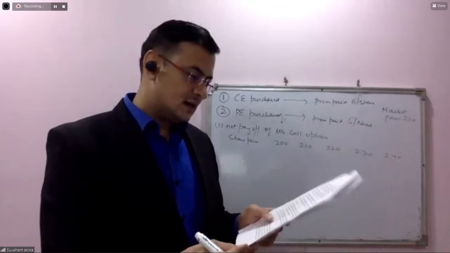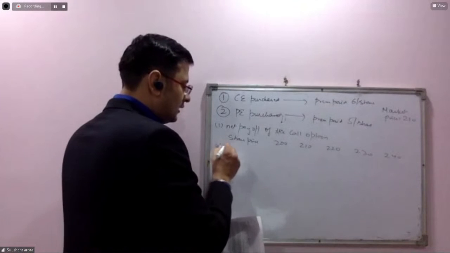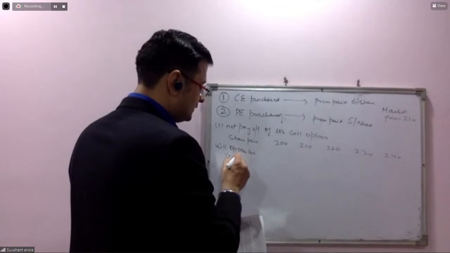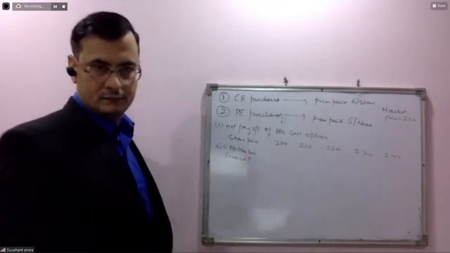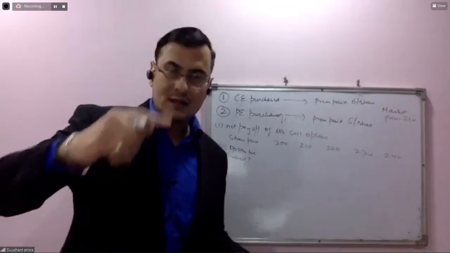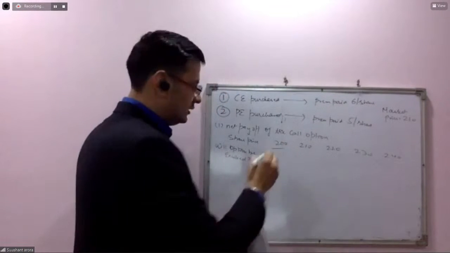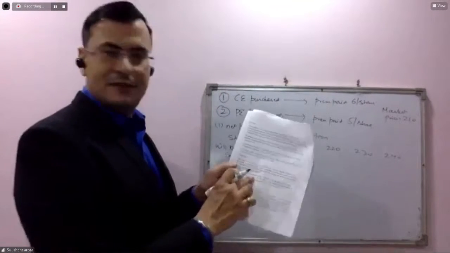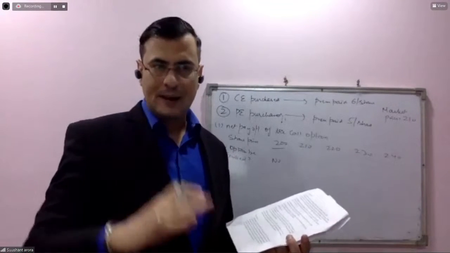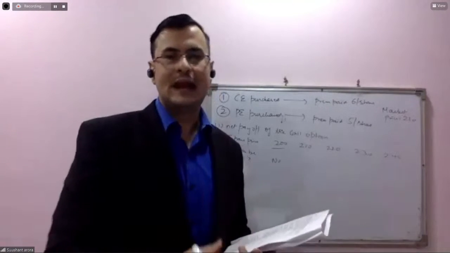Okay, so if the strike price is 220, will the option be exercised? If something is a call option, it means you want the price to rise. So will the option be exercised at 200? No. Why? See very carefully as far as the question is concerned. When you are buying a call option, you want the price to increase. So if the price does not increase, why will you buy something at an expensive price?